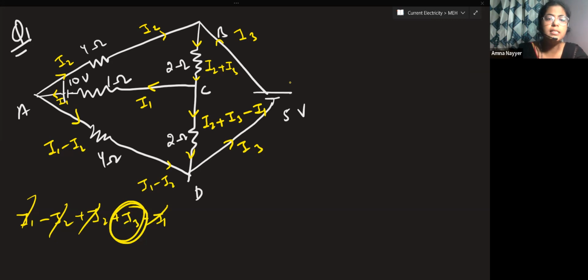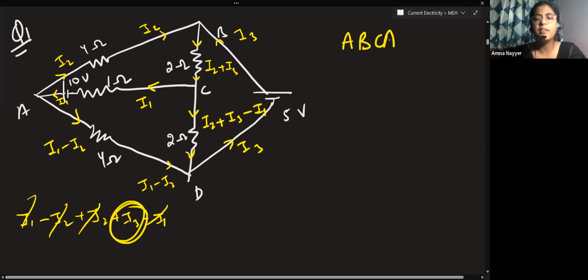See, how will we do? Let's take the ABCA loop. Why am I writing ABCA and not ABC? Because it's a whole complete loop. If I only stop at point C, then it becomes open. But this is a closed loop. So when I write point A back, it shows that the loop is closed. You can take any direction, clockwise or anti-clockwise, in any loop.